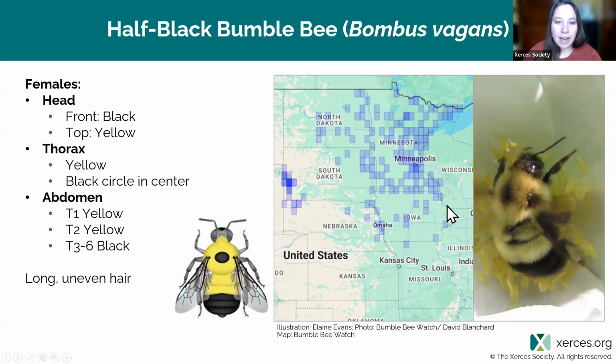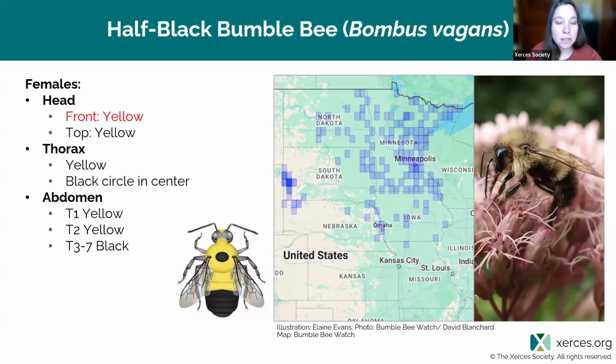Once again, we have on the abdomen two stripes of yellow. T1 is yellow and T2 is yellow, and then the rest of the abdomen is black. Like most of the other species that we've discussed, the thorax of this bee is yellow, but it has a circle of black in the center. Sometimes it's more of an oval shape. And then on the head, there are black hairs on the front of the face and then yellow hairs on the top. This bumblebee species tends to be a little bit on the shaggier side. It has long, somewhat uneven looking hair.